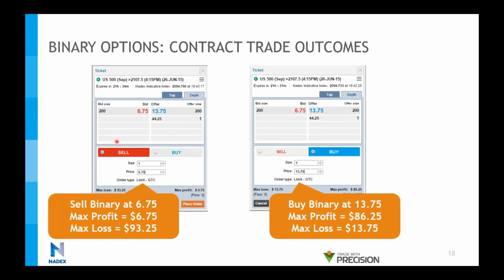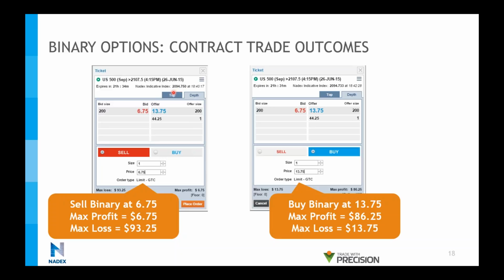Now, we're looking here at selling that contract. We see that the strike price currently is 2,107.5. We can see that the market here currently is trading at 2,094.75. This is currently the indication for the underlying market using that Nadex algorithm. We are trading out of the money. Price will still have to travel about 13 points in order to be in the money.